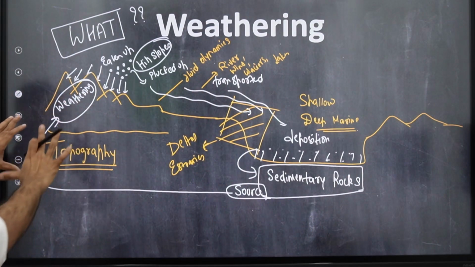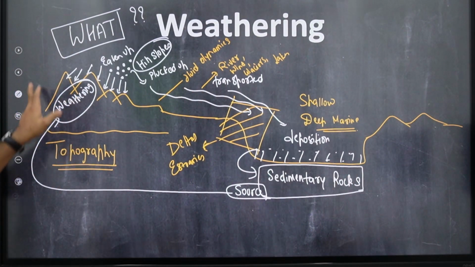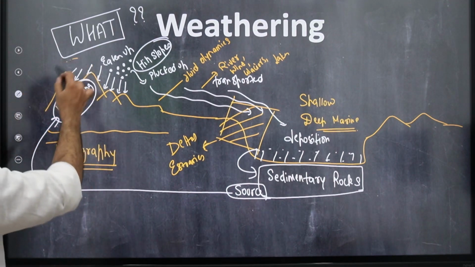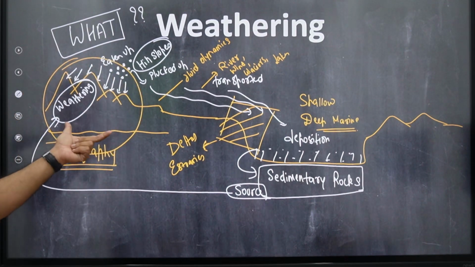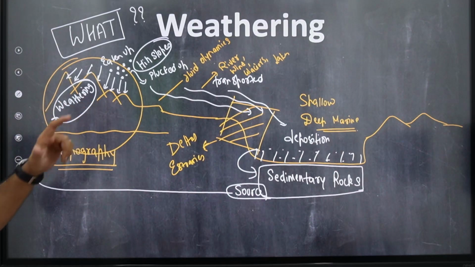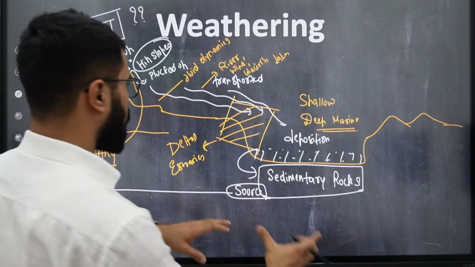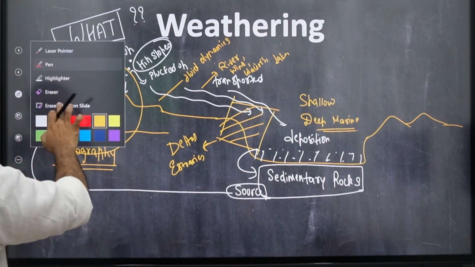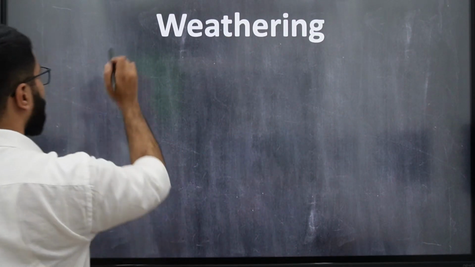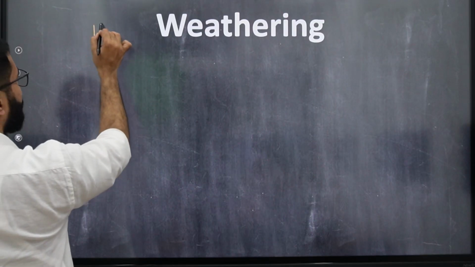today's lecture will be focusing only on this zone. What is happening in this zone? That is weathering. All right. So the source for sedimentary rocks is weathering. Now, let me define what weathering is.